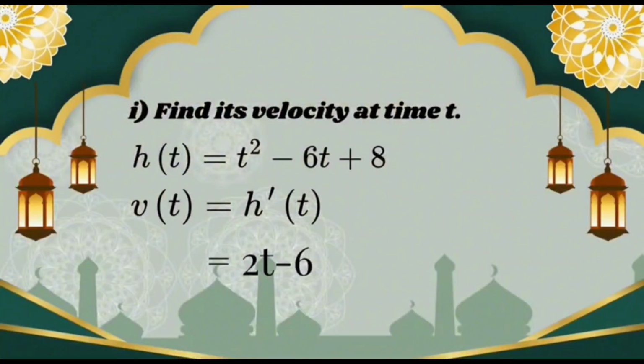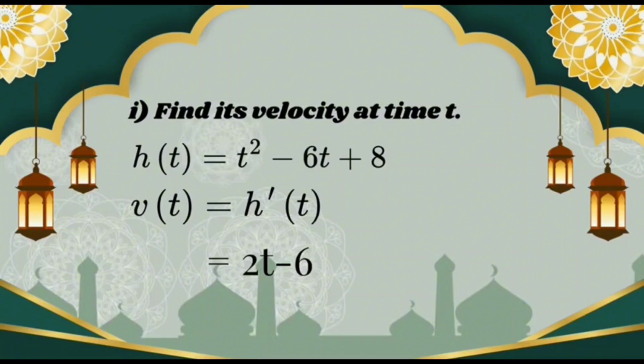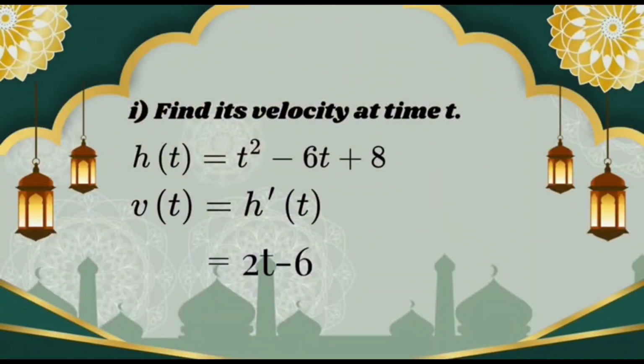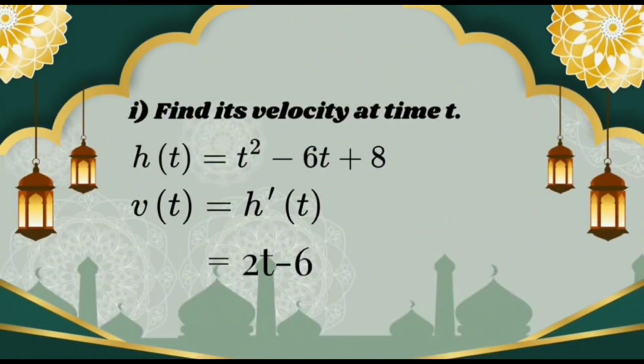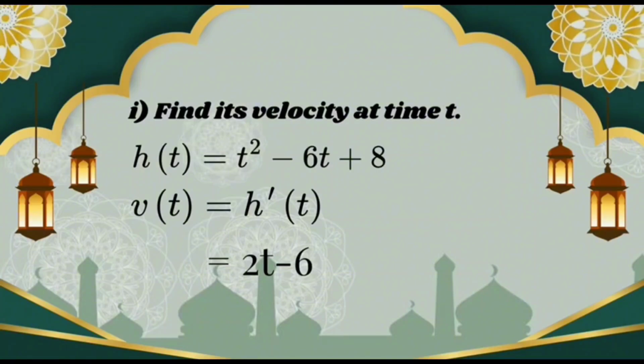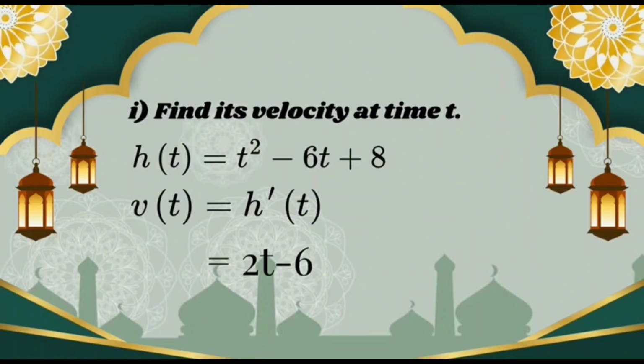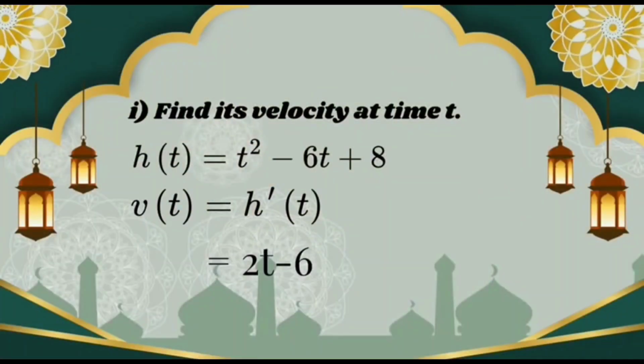First of all, to solve this question, we need to write the equation, which is h(t) equal to t squared minus 6t plus 8. And now, we need to find the velocity, which means we need to find the first derivative of the equation. So, we can write it as v(t) equal to h prime(t) equal to, using the linearity rule, 2t minus 6. And that is the answer for question 1. Let's go to the next question.